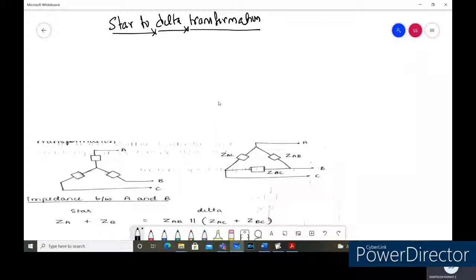Delta to star and star to delta transformation. Before starting the derivation for the formula for star to delta and delta to star, let us see what is the need for the star to delta and delta to star transformation.